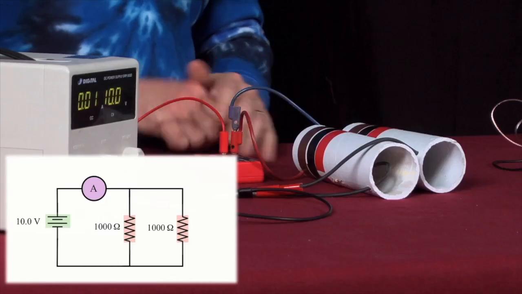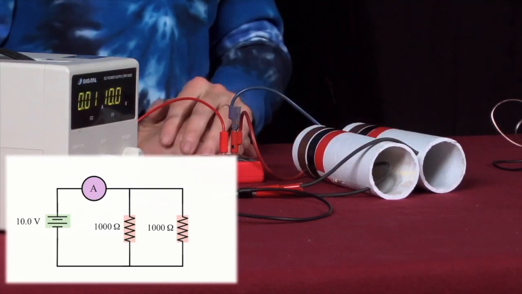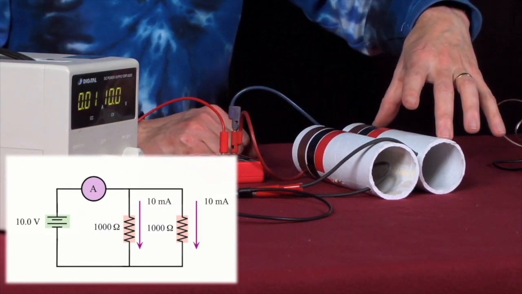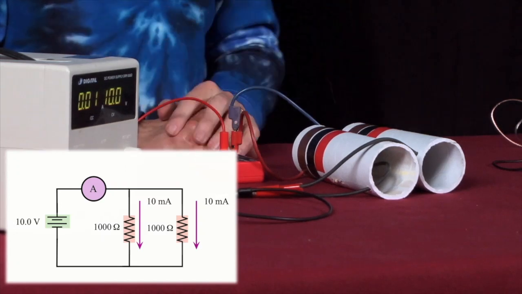Well, the current is just delta V divided by R. It's the voltage divided by the resistance. The voltage is 10 volts. The resistance is 1,000 ohms. And so the current is 10 milliamps. So I've got 10 milliamps through this resistor. But what's the current through this resistor? It's 10 milliamps. It's hooked up exactly the same.